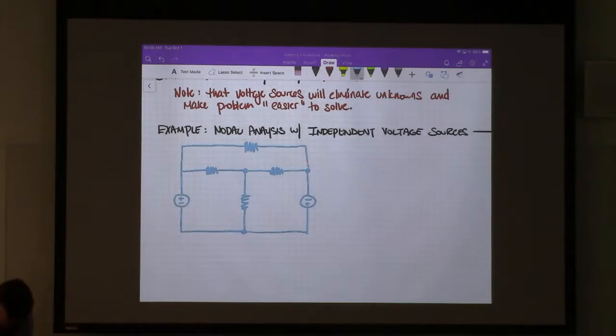Now, so 9, 12, 12. And for this one, we are going to actually come up with a numerical answer. 6 volts, 12 volts.